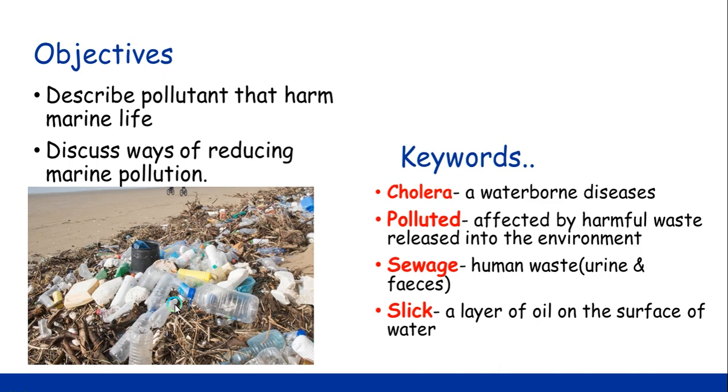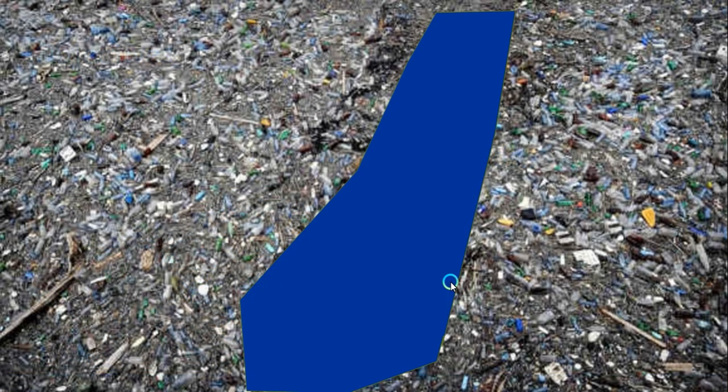You can see the picture here. There are plastics, there are leather bags everywhere. This area, this land is polluted. And sewage. Sewage is, you go to the toilet, you pass feces and urine, and it is sewage. Now, slick. Slick is a layer of oil on the surface of water. And let's go to the next outline.